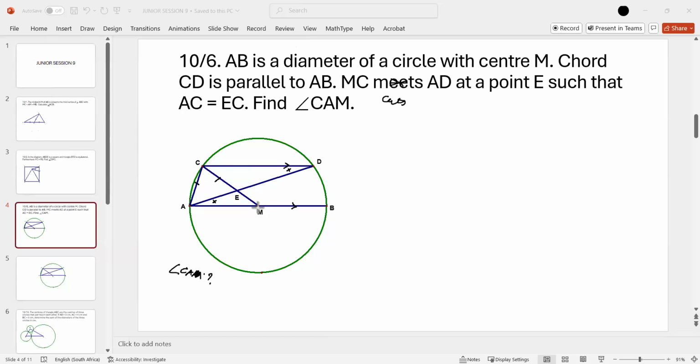So I could join this thing. I'm using red to show that that line wasn't there, but we just drew it in. That's what we call a construction. So I've actually made a construction here because I think it's going to help me.